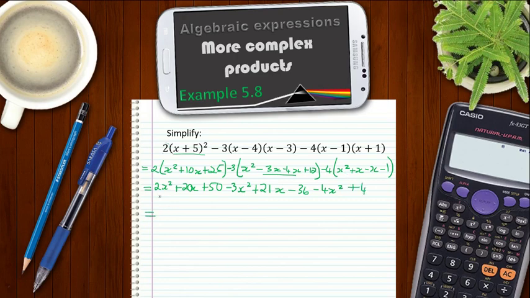Okay, like terms. This one, and this one. So 2 minus 3 is minus 1. Minus another 4 is minus 5x. Then over here, I've got 20 plus 21 is 41. So plus 41x. And then my constants 50 minus 36 plus 4. So 50 minus 30 is 20, minus another 6 gives me 14. 14 plus 4 is 18.